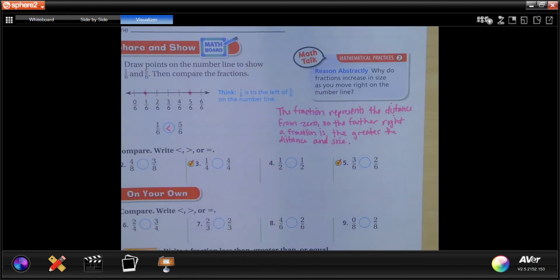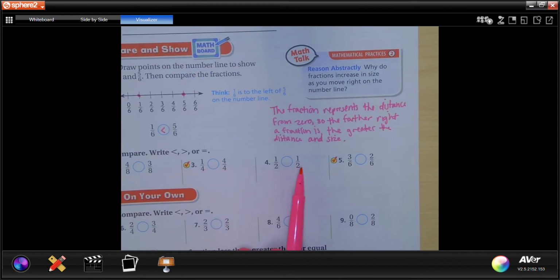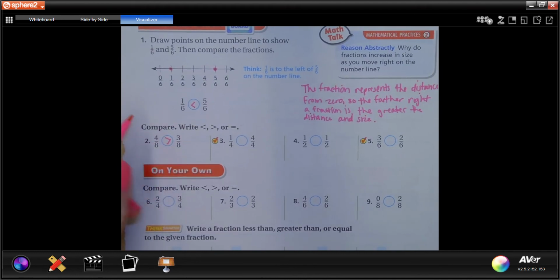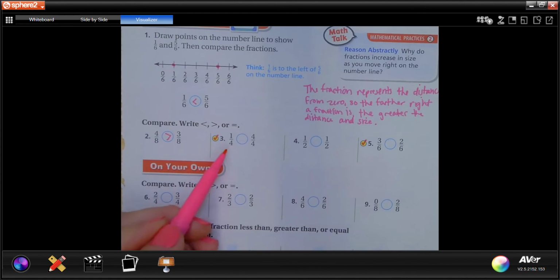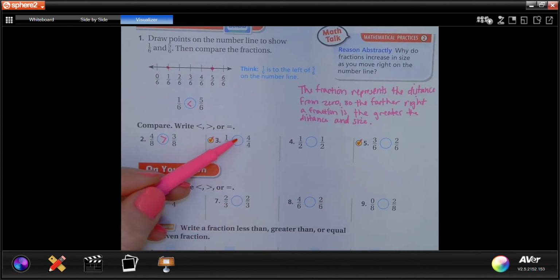And just remember, the reason we're able to compare all of these is because they all have the same denominator, so they all each have the same equal number of pieces in the whole. So 4 is greater than 3. So 4/8 is greater than 3/8. If we have our denominators 4, then we have 1/4 and 4/4, we know that 4 is greater than 1.